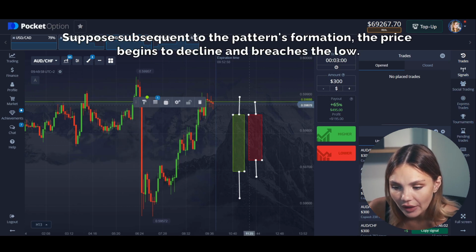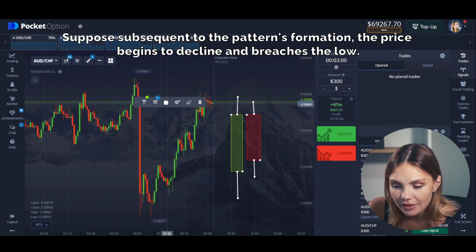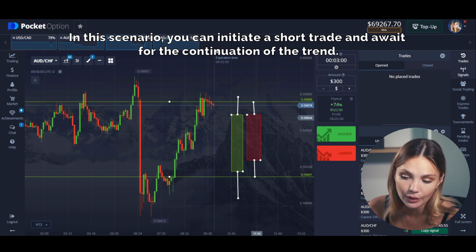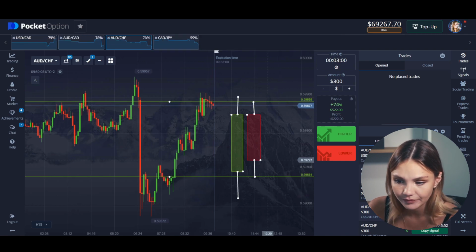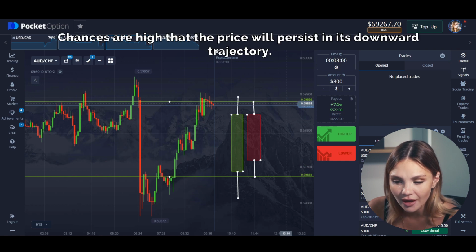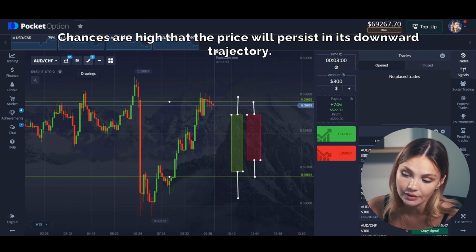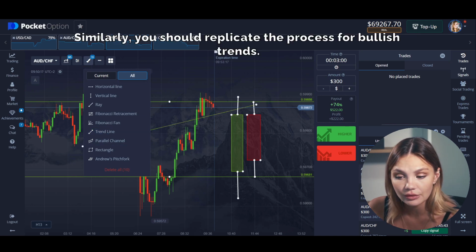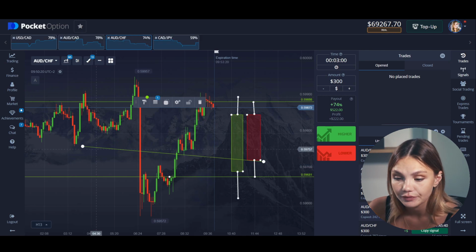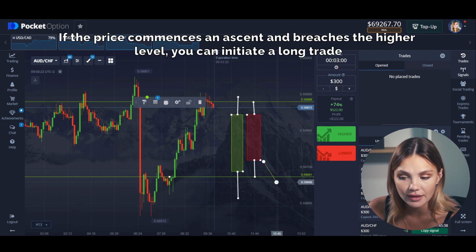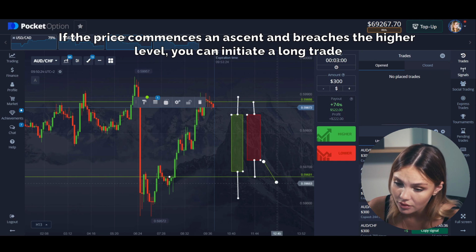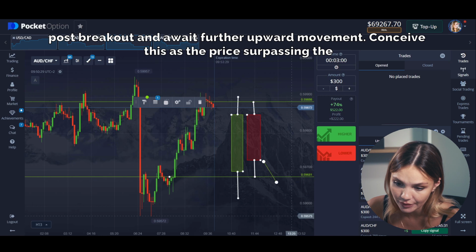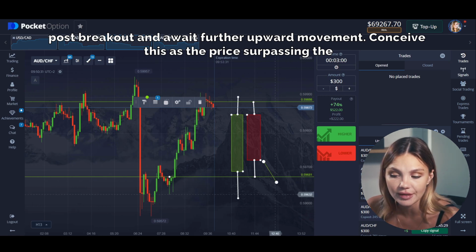Suppose subsequent to the pattern's formation, the price begins to decline and breaches the low. In this scenario, you can initiate a short trade and wait for the continuation of the trend. Chances are high that the price will persist in its downward trajectory. Similarly, you should replicate the process for bullish trends. If the price commences an ascent and breaches the higher level, you can initiate a long trade post-breakout and await further upward movement. Conceive this as the price surpassing a resistance level.